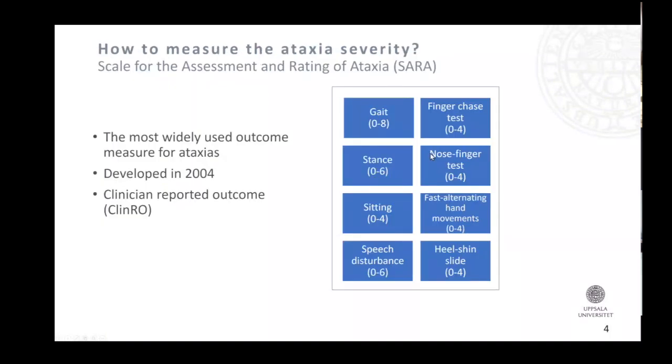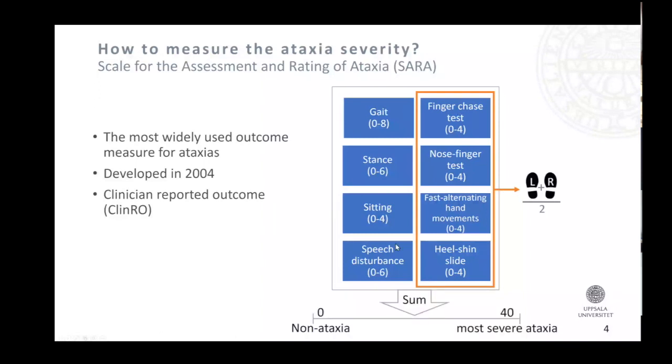So this scale has relatively few components. So we have gait, stance, sitting, and speech disturbance, plus some tests that are performed both on the left and right hand side. So finger chase, nose finger test, hand movements, and heel shin slide as 4 different tests. It's the most widely used assessment in ataxias, and it's relatively recently developed, 2004, and it's a clinical reported outcome or clinician reported outcome.